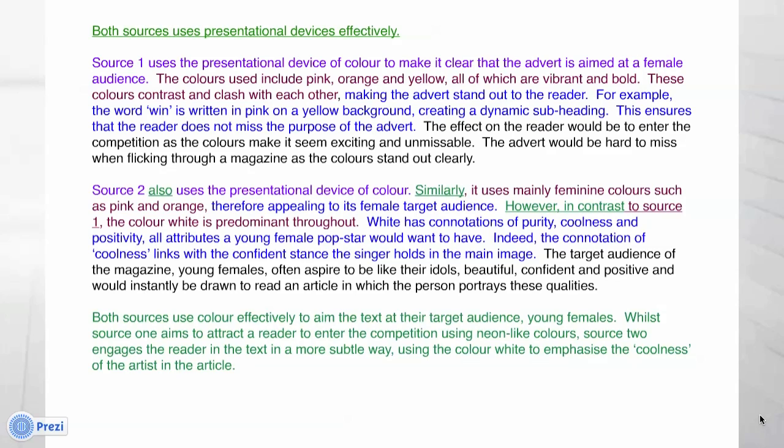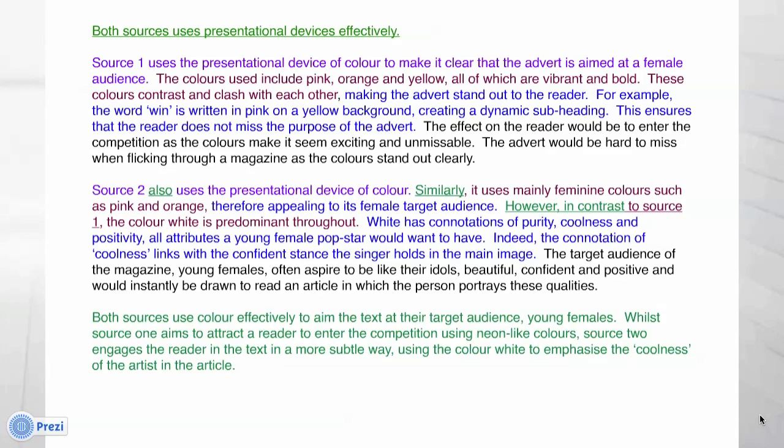The colours used include pink, orange and yellow, all of which are vibrant and bold. These colours contrast and clash with each other. Okay, so that is the actual purpose, that it's making you think about why have they used those particular colours. Okay, so I'm describing those colours in detail. I end it with making the advert stand out to the reader, so I've got a mix in that sentence of the description and the purpose. For example, the word win is written in pink on a yellow background creating a dynamic subheading. This ensures that the reader does not miss the purpose of the advert.